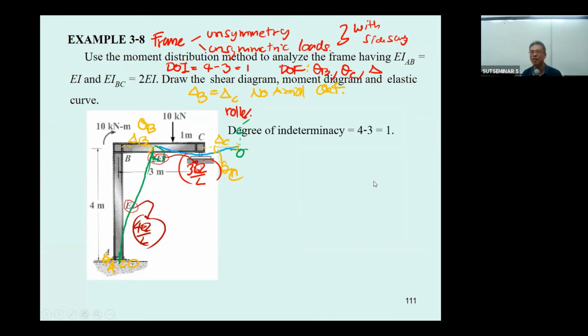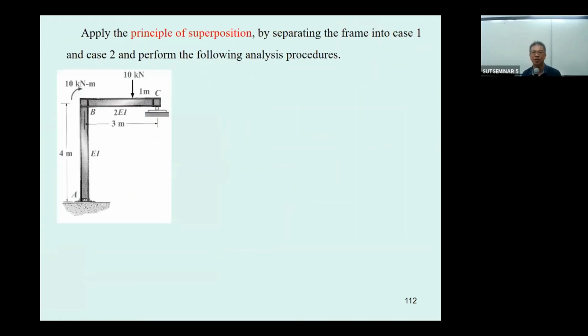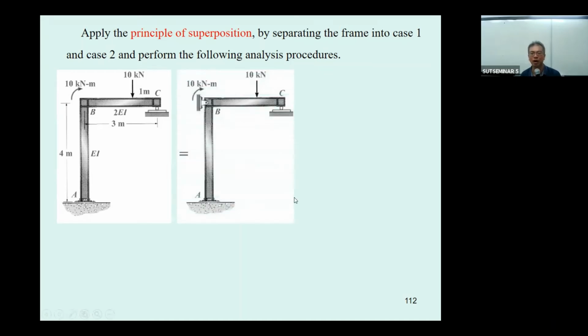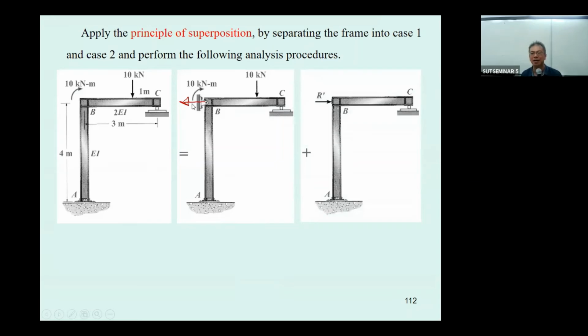So the problem from the analysis has a degree of indeterminacy equal to 1, a frame with sidesway, and we can use 3EI over L to reduce the complexity of the problem. And then from the principle of superposition, we will extend this beam from sidesway by putting a roller at point B. When you put the roller at point B, it will have a resistance force to prevent the sidesway. And then you may apply that force into the second frame.